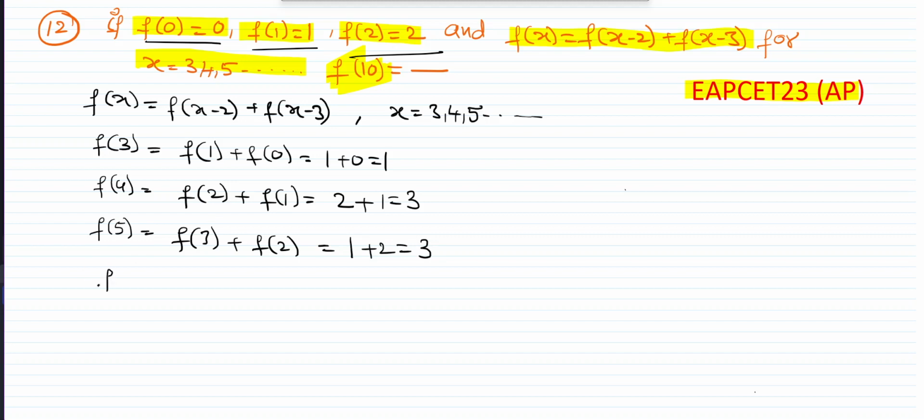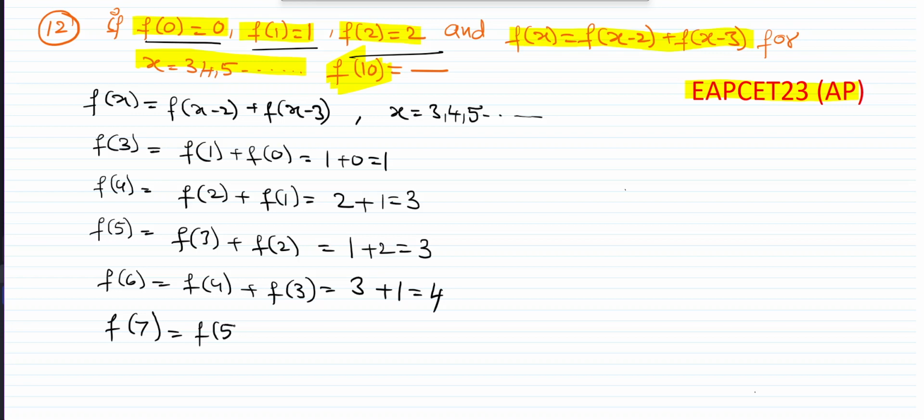Now find x equal to 6. F of 6 equals f of 4 plus f of 3. F of 4 value is 3 and f of 3 value is 1. 3 plus 1 is equal to 4. Now put x equal to 7. F of 7 equals f of 5 plus f of 4. F of 5 value is 3 and f of 4 value is 3. That is 3 plus 3 equals 6.